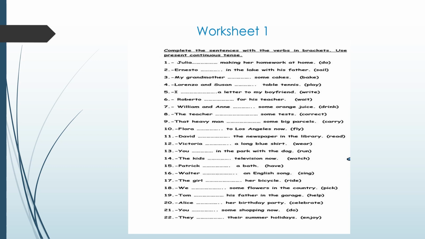So, children, I hope that now you have understood about present continuous tense, the difference between present simple tense and present continuous tense, how to make negative sentences, and how to make interrogative sentences. So now here is worksheet number 1 for you. The question is, complete the sentences with the verbs in brackets. Use present continuous tense. This is your first homework.